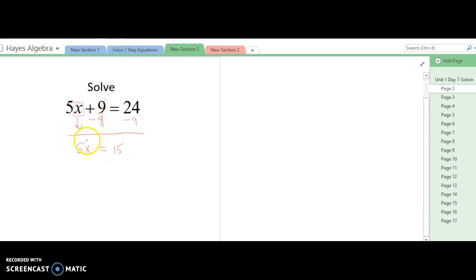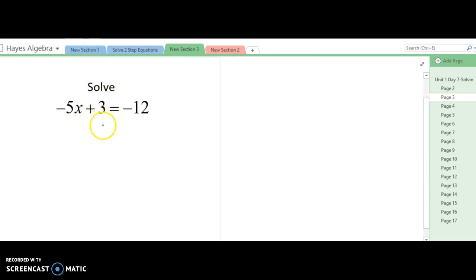Now that I have 5x equals 15, 5 is linked to x by multiplication. How do I get rid of it? I divide, and x is equal to 3. Now again, I know you could probably do a lot of this without showing the minus 9 and without showing the divided by 5. But for now, every worksheet you do, I want you to practice it. Organization is key down the road.